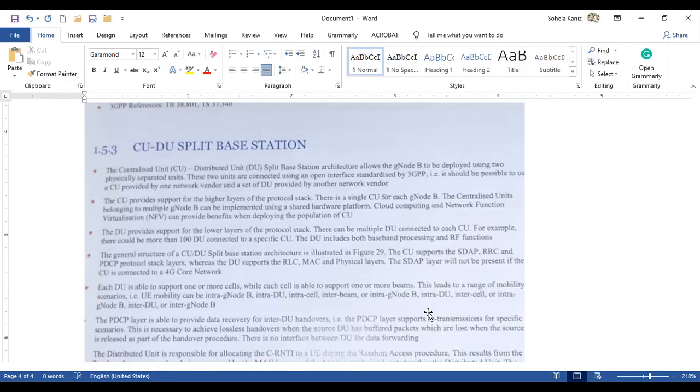So the units which implement the upper layers of the protocol stack are called centralized units, and the base stations, which are many in number and communicate with the UEs, are called distributed units.